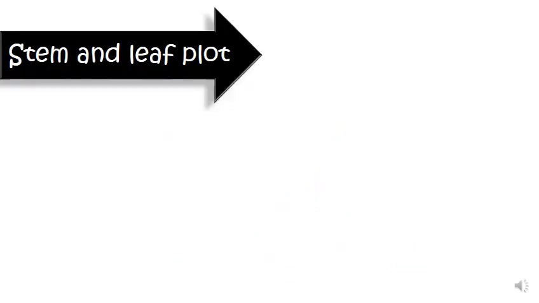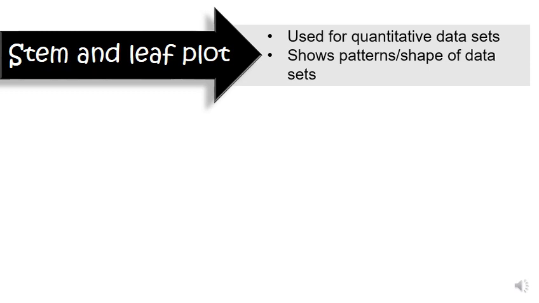Then we have a stem and leaf plot. It, like the dot plot, is also used for quantitative data sets, and again it's going to show patterns or the shape of data sets.